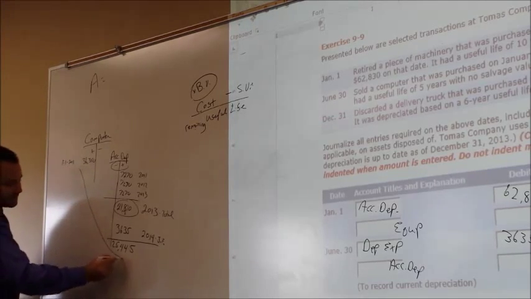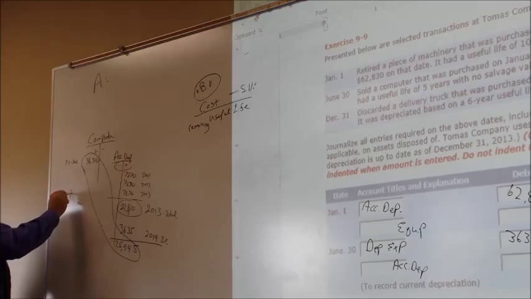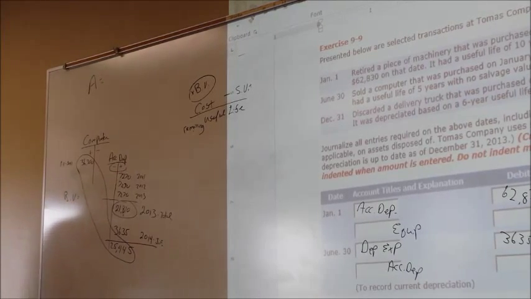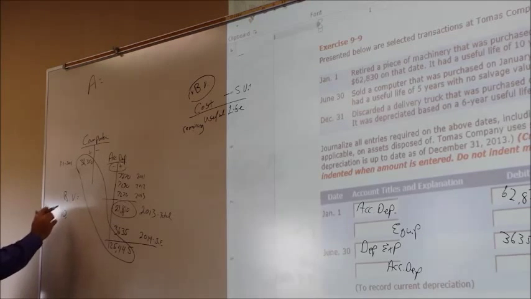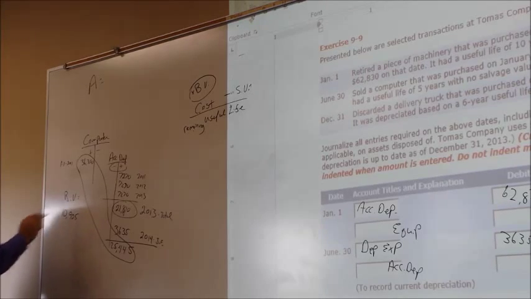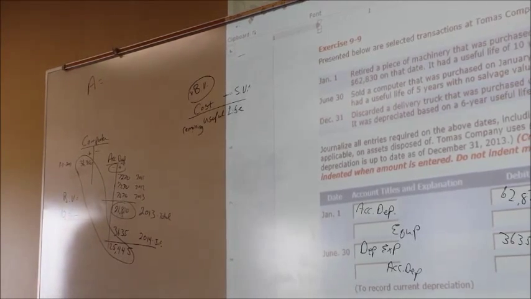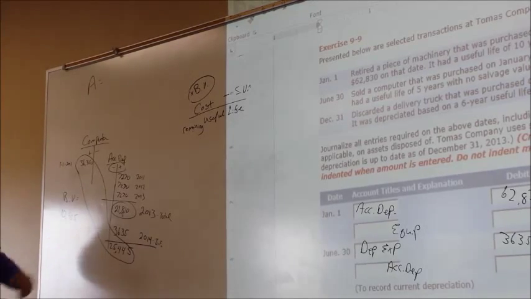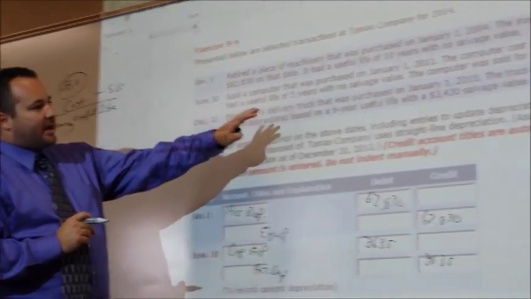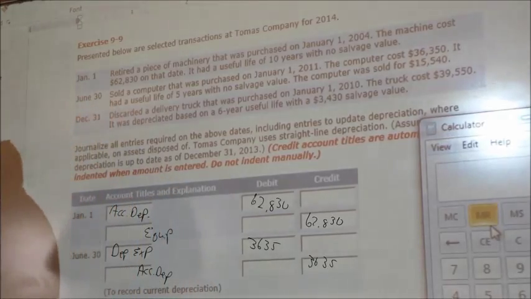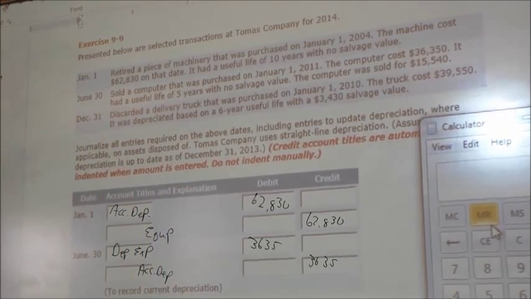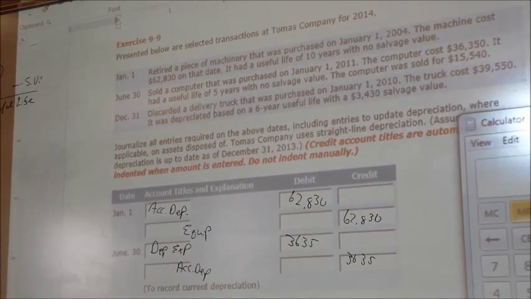Now, it doesn't ask us this, but this may help us in a second. What's the book value of my computers before I sell them? 10,905. My equipment's on my books at 10,905. I sold it for 15,000. Should I have a gain or a loss? Gain.